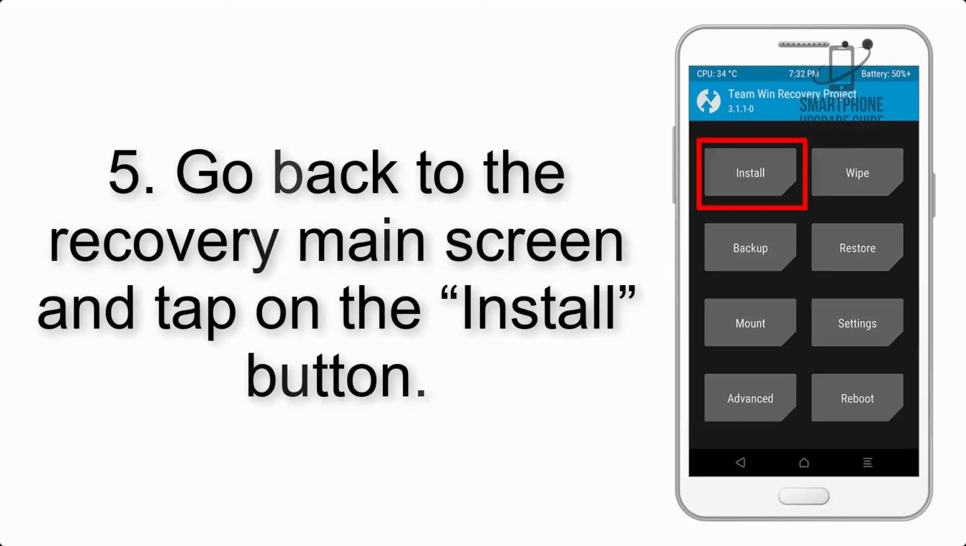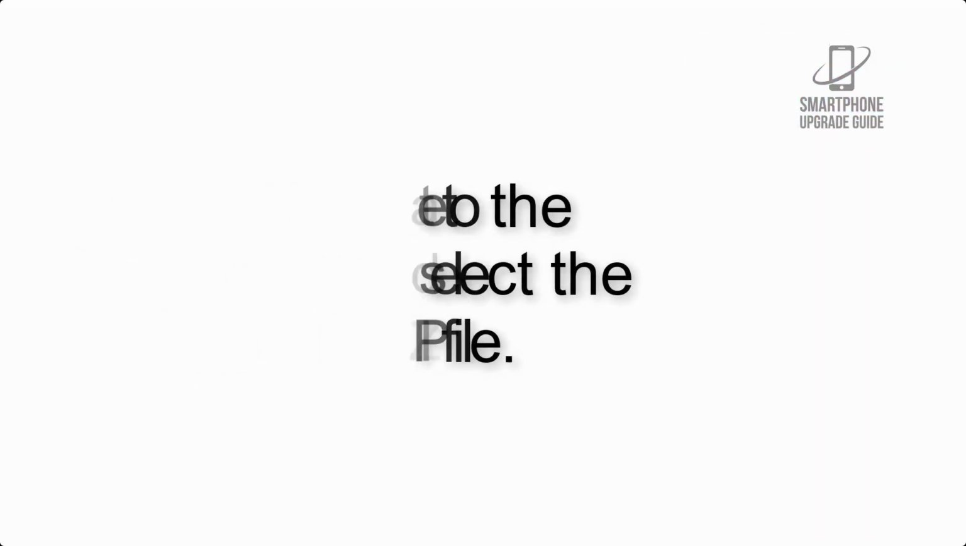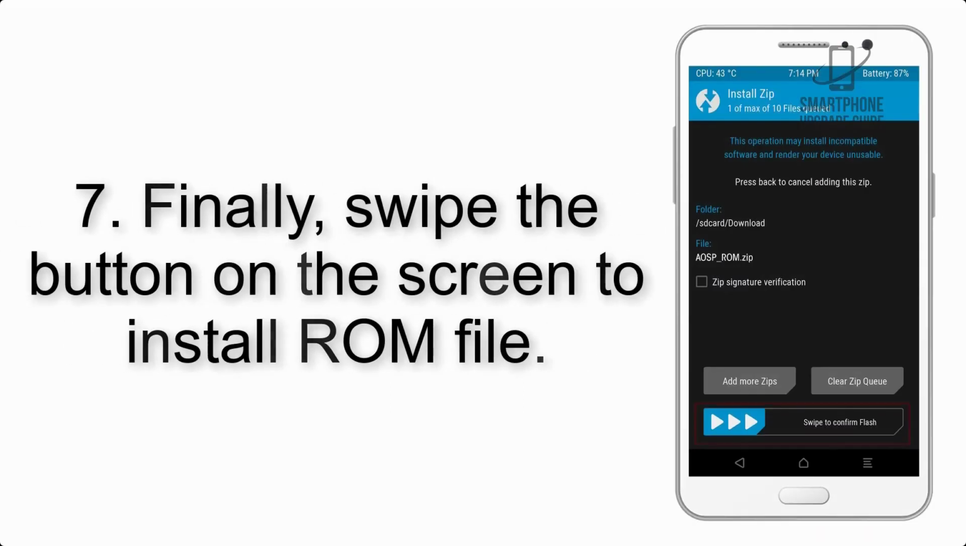Step 5. Go back to the recovery main screen, and tap on the Install button. Step 6. Navigate to the storage, and select the ROM zip file. Step 7. Finally, swipe the button on the screen, to install ROM file.